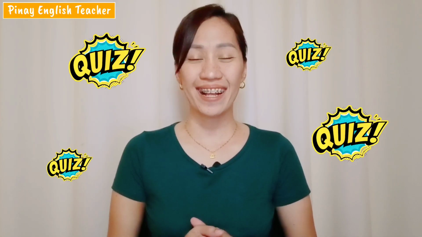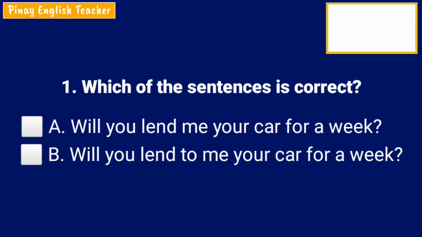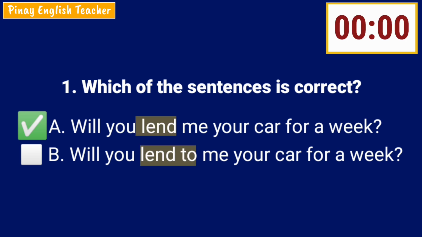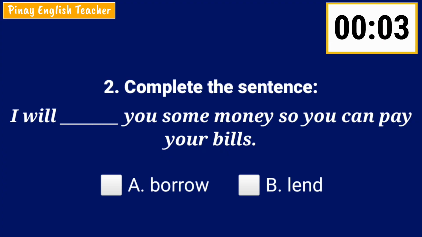Are you ready for the quiz? Let's start. Number 1. Which of the sentences is correct? Letter A. Will you lend me your car for a week? Letter B. Will you lend to me your car for a week? The answer is A. Number 2. Complete the sentence. I will lend you some money so you can pay your bills. A. Borrow. B. Lend. The answer is B. Lend.